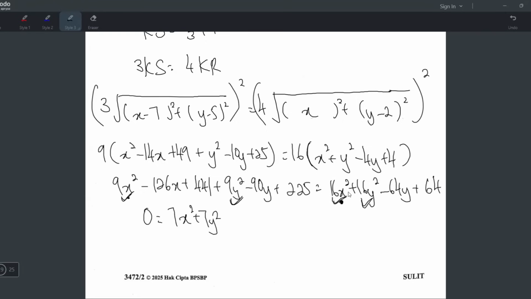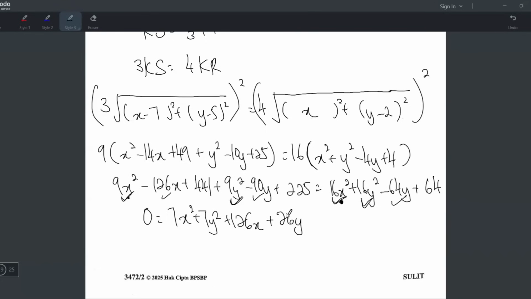Now the next thing you have to write is x. Okay, there's no x on the right side, but there's a 126x here. So negative 126 pindah sana jadi plus 126x. Now you have to write y. Okay, the y here is negative 64. But the minus 90 you have to pindah sini jadi plus 90. So you're gonna get... wait. Negative 64 plus 90. Let me press. Negative 64 plus 90. 26. Yeah, so plus 26y.